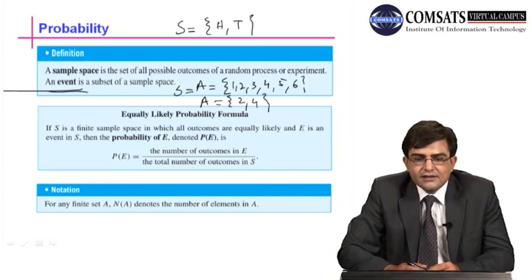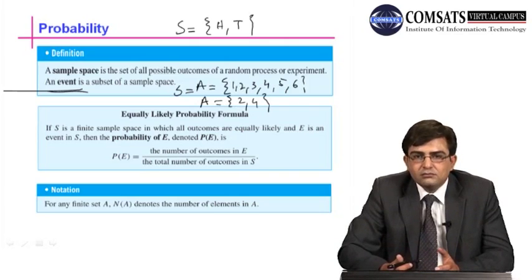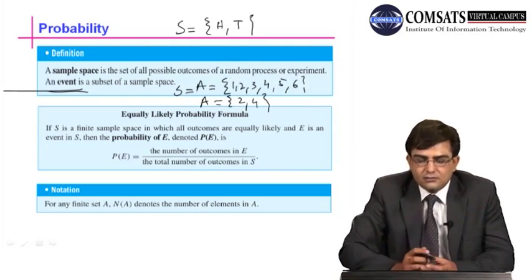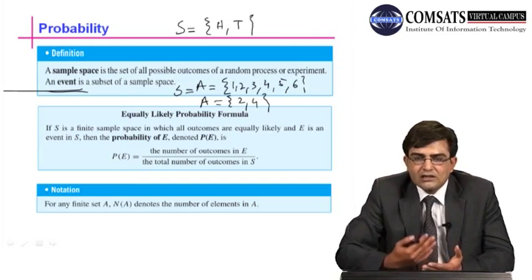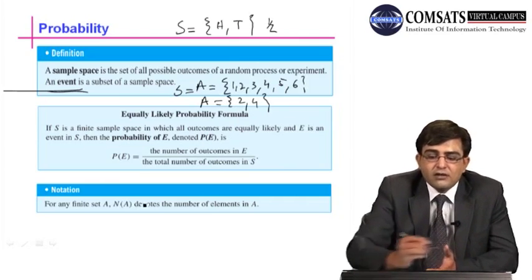So the next definition is the equally likely probability formula. If S is a finite sample space in which all outcomes are equally likely. So what does equally likely mean here? Equally likely means the chance of an outcome appearing is equal for all possible outcomes of that experiment. When you throw a coin, what are the chances of a head appearing on that coin? The chances are 1 out of 2.